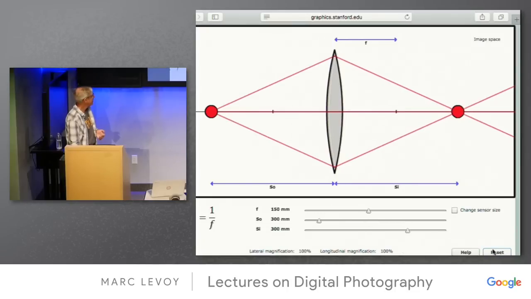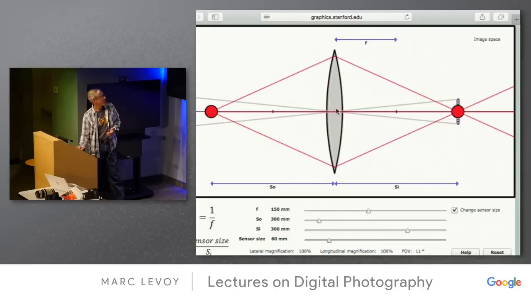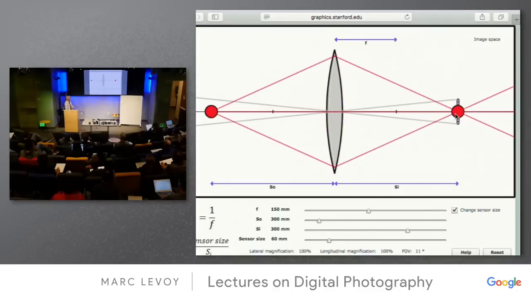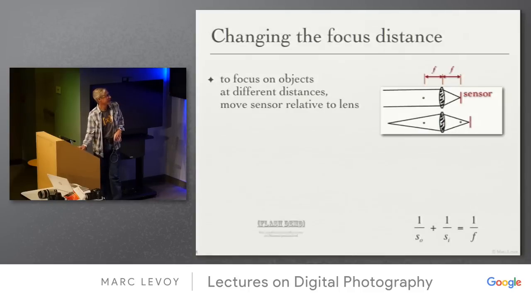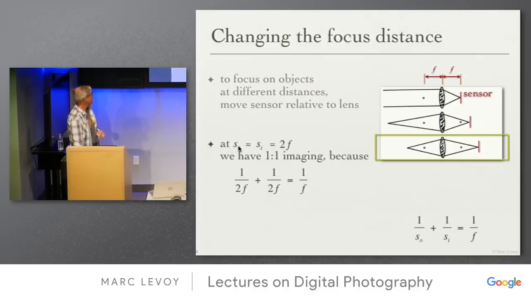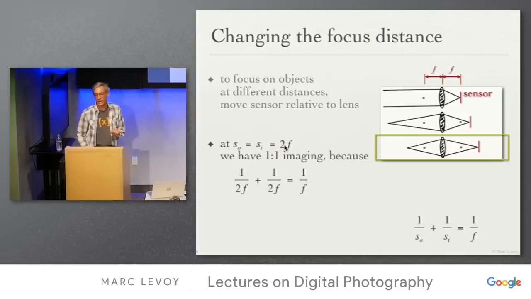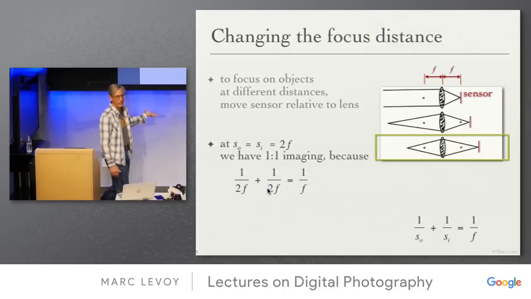And let me reset it. One more point I want to make, which is, notice that these two are now at the same distance from the lens, and that that distance is twice the focal length. See that this distance is twice this distance. And if we go back to the slides, that's that case right there. The SO is equal to the SI is equal to twice the focal length. That's diagrammed here, and you can work that out from the Gaussian lens formula. It is true from the Gaussian lens formula.